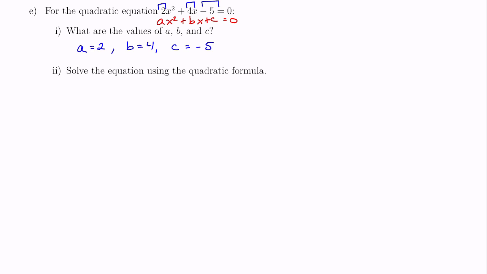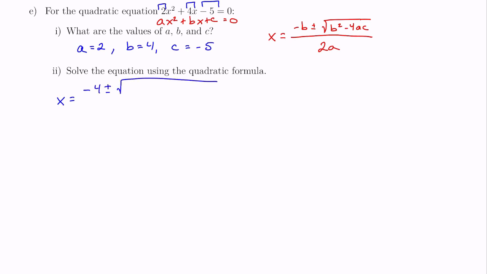As a reminder, the quadratic formula for the equation ax squared plus bx plus c equals 0 is x equals the opposite of b plus or minus the square root of b squared minus 4ac all over 2a. So what we need to do is substitute into that formula the value of a, b, and c that we have identified in part 1. So for us, the quadratic formula will become x equals the opposite of 4 plus or minus the square root of 4 squared minus 4 times 2 times negative 5, all of that over 2 times 2.